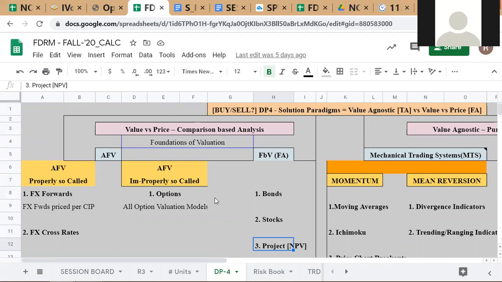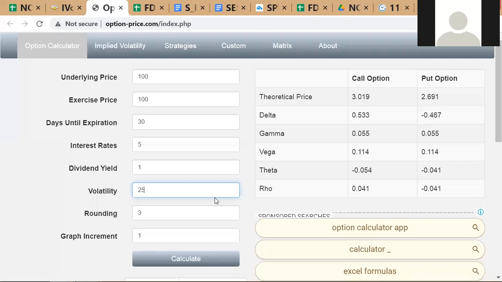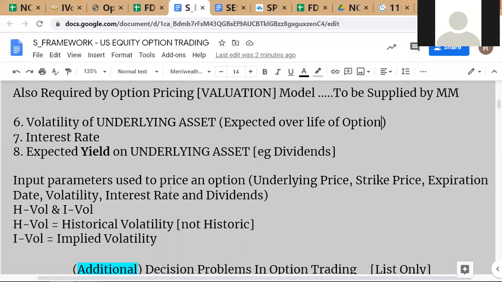So it's exactly the same problem, and that's why these are subjective fair value models. At this point you learn only this much: the vol input is subjective, and different dealers will have different estimates for what the vol is expected over the life of the option. That's what makes this subjective. So this is basic, the first fundamental point you learn.